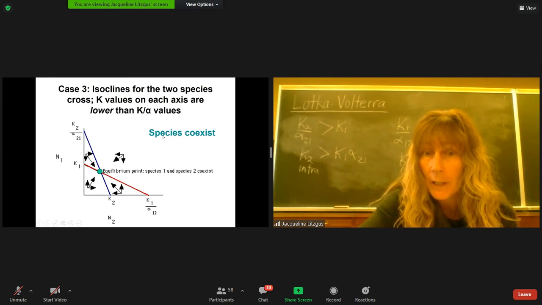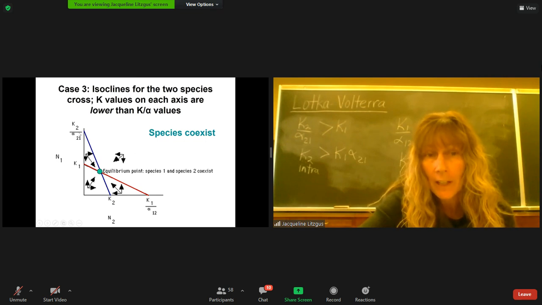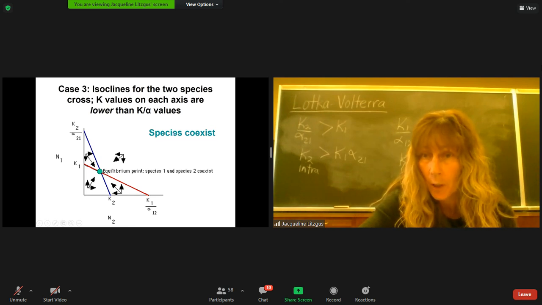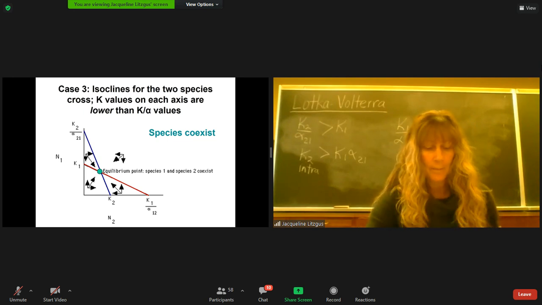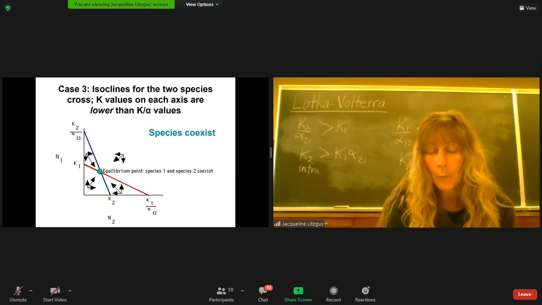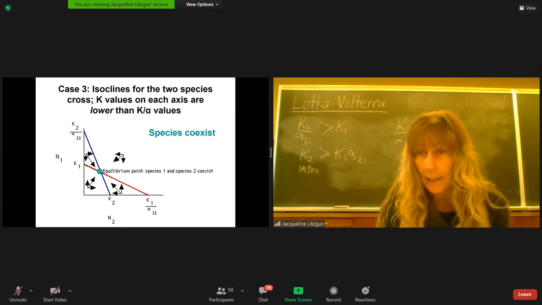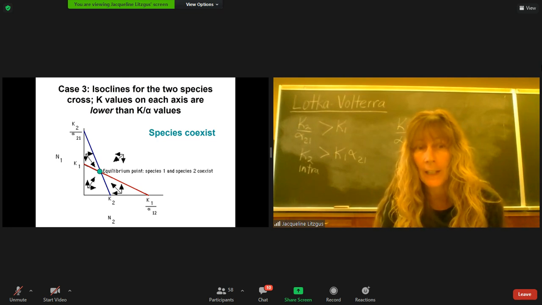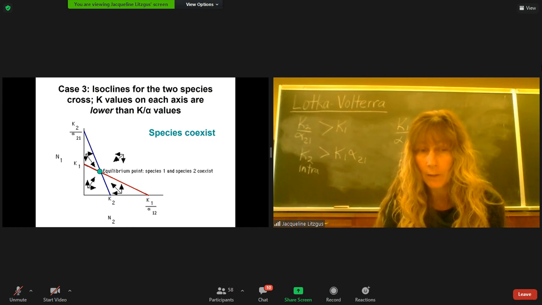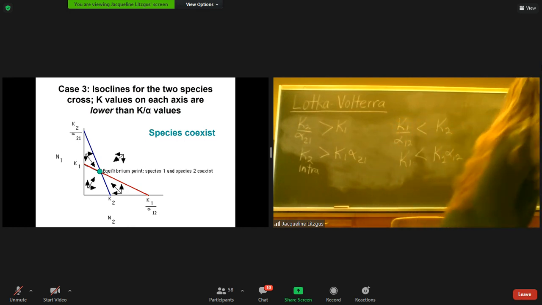The equilibrium point is interesting because now both species one and species two are here. The species are coexisting. So when you have the case where the K over alpha values are greater than the K values, you have an equilibrium point where the species can coexist. They can live there together and they're doing okay, right? So here we can also figure out why this is the case by again looking at the relative strengths of inter and intraspecific competition, looking at the N1 axis and what's happening there, and looking at the N2 axis and what's happening there. So let's do it.